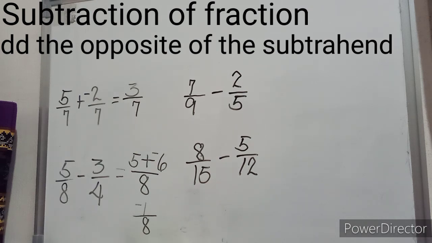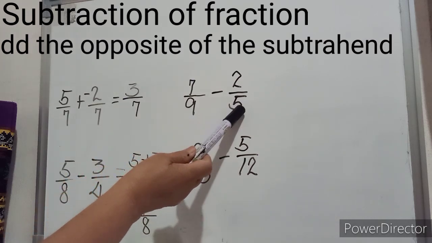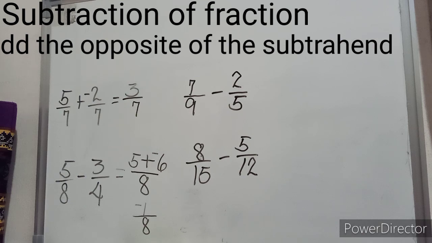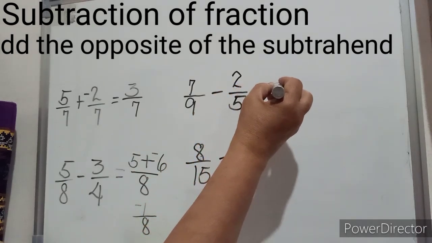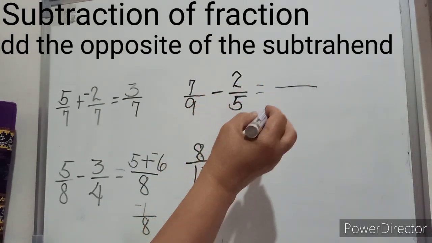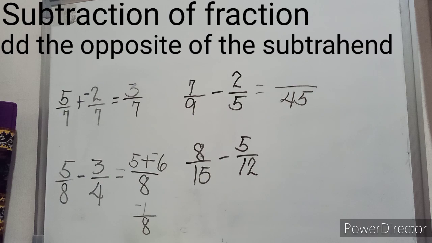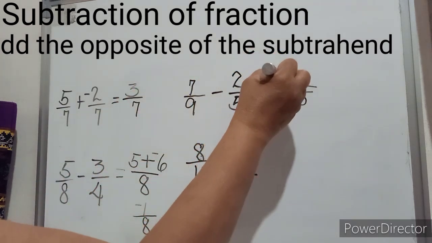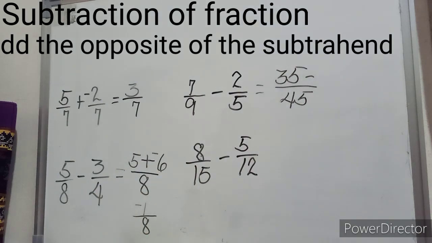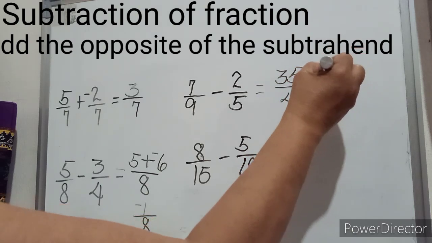Next example, 7 over 9 minus 2 all over 5. Take note that 9 is a number not divisible by 5. They do not have also a common factor. So, if they are relatively prime, to get the least common denominator, you have to multiply the numbers. So, 9 times 5 is equal to 45. 45 divided by 9 is 5 times 7 is equal to 35 minus 45 divided by 5 is 9 times 2 is equal to 18.